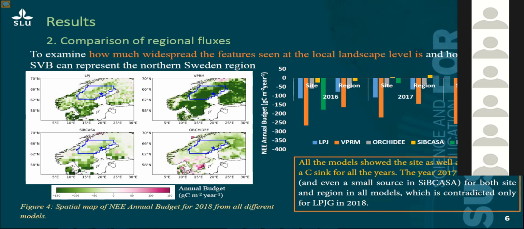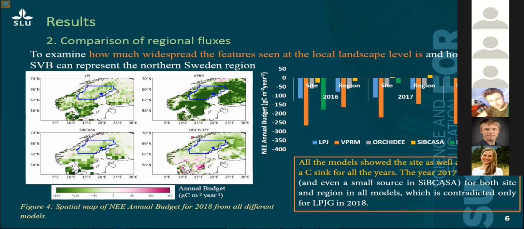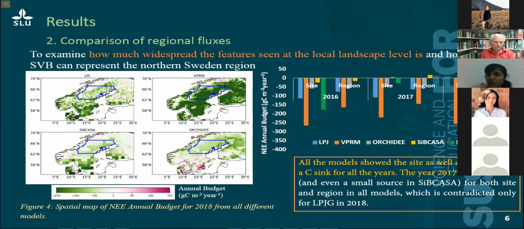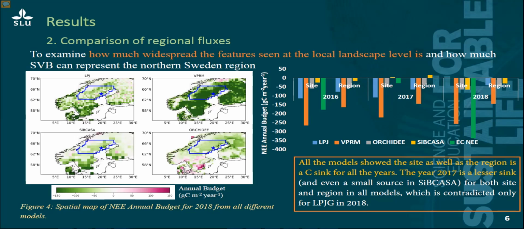And in the plot on the right, we are again comparing the NEE annual budget, but separately for all the years, and for site and region separately. All the models showed the site as well as the region is a carbon sink throughout the period, but the lesser sink is during 2017. LPJ-GUESS showed it as a small source, and SIBCASA also showed a small source in 2017.